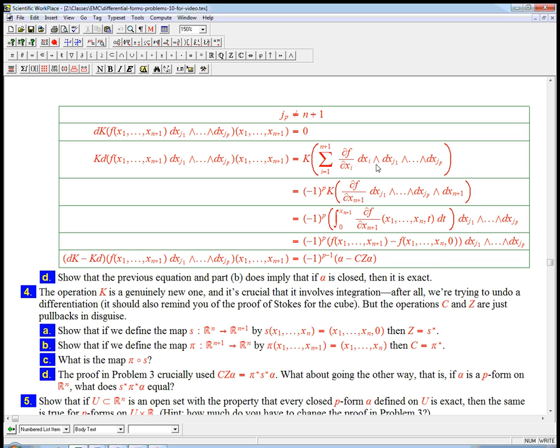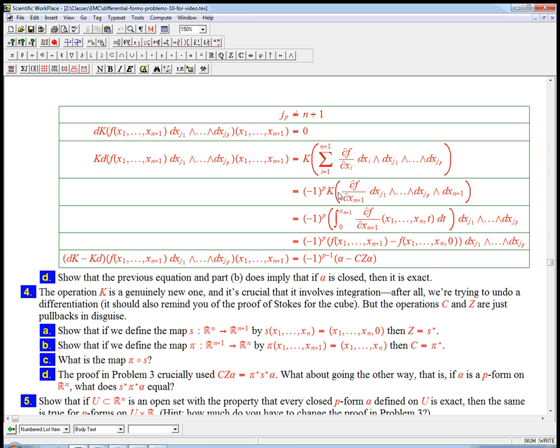If the n plus 1 is not included, it wasn't included in the jp, so the only thing that could possibly make it not die is if i is equal to n plus 1. So the sum collapses to just partial f partial xn plus 1. And then at the same time, I went ahead and put the dxn plus 1 at the end. That's skipping over p different indices, not p minus 1, so we have to be a little careful. That's p different things. So I get minus 1 to the p times k of this thing.